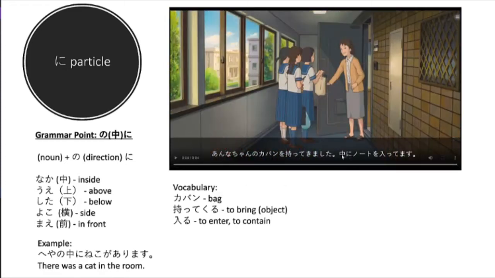Okay, so naka ni. The naka ni here, we don't have the no naka ni because it's clear that we're referring to the kaban, Ana-chan no kaban, which is Anna's bag. Ana-chan no kaban o mottekimashita. So kaban no naka ni noto haitemasu. That would be saying in the bag is her notebook. Noto.